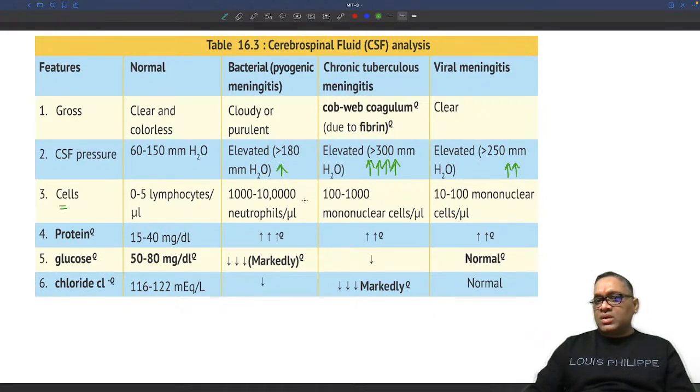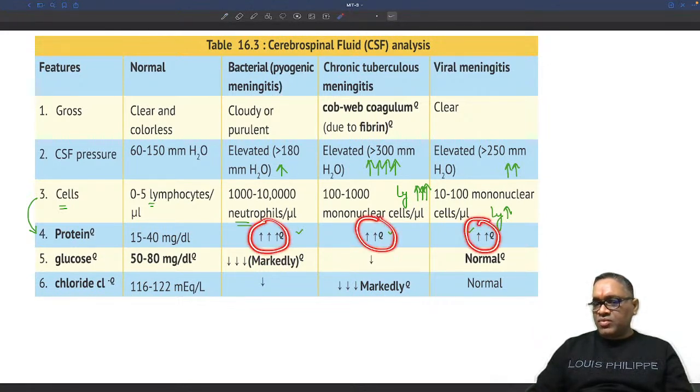Cell count, as I said, neutrophilia will be present in bacterial meningitis, but lymphocyte count will be increased in both TB and viral. So who will have maximum lymphocytosis? Maximum lymphocytosis will be seen in TB meningitis. That is the point you should have a very clear idea of. Whenever lymphocyte count or cell count is increased, remember, cells are made up of protein. That is why protein level will be elevated in all of them.